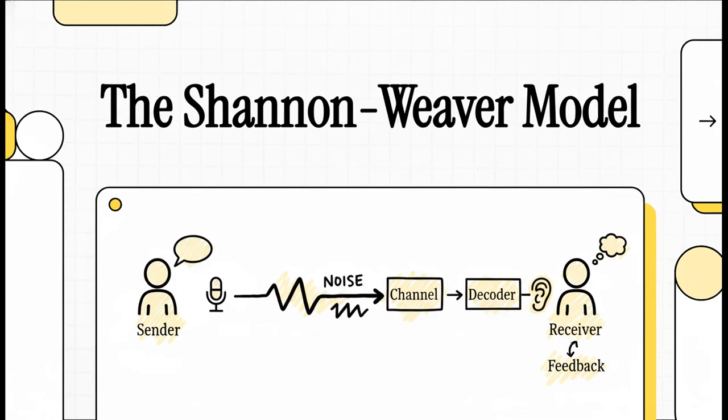So, have you ever said something and it just landed completely wrong? Well, today we're going to crack open why that happens. And we're going to use a tool that's surprisingly old, but man, it is powerful. It's called the Shannon-Weaver model.